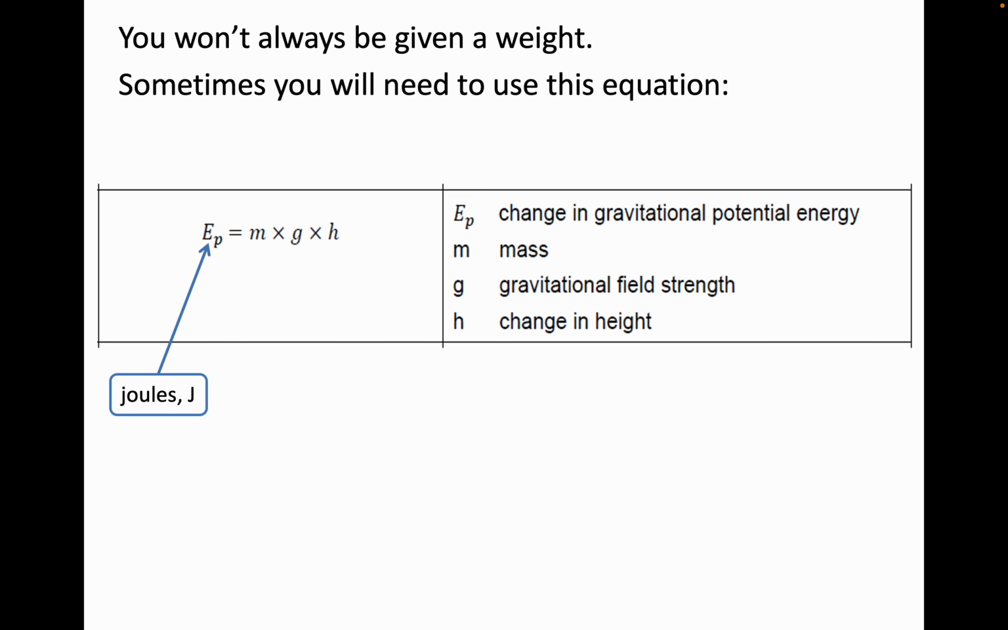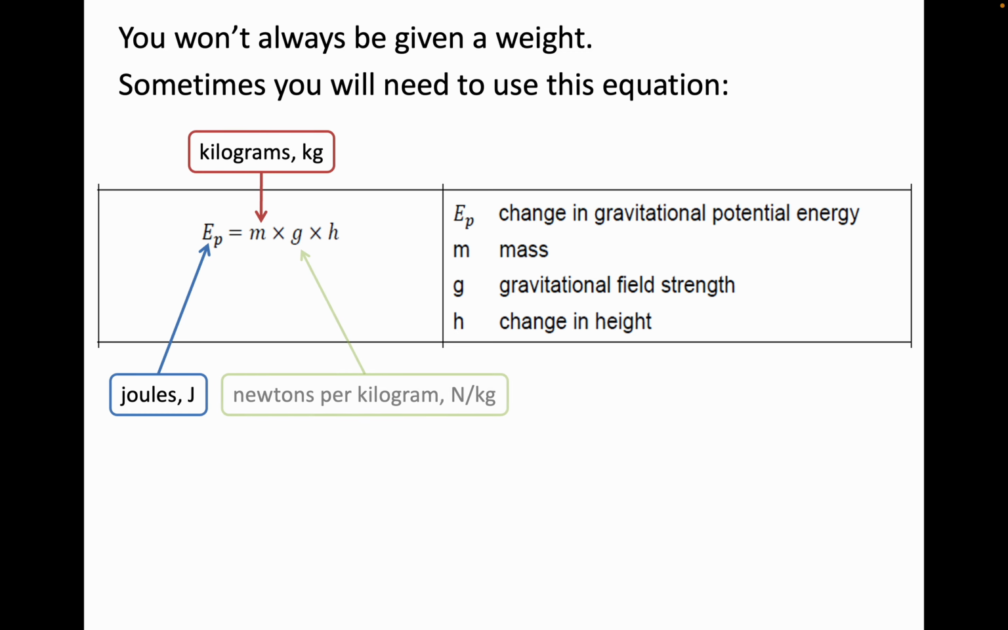Okay, so the energy is measured in joules. Mass must be measured in kilograms. g is 10 newtons per kilogram for Earth, and different on different planets and moons. And height always in meters.